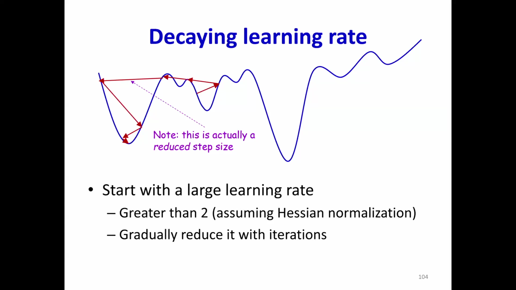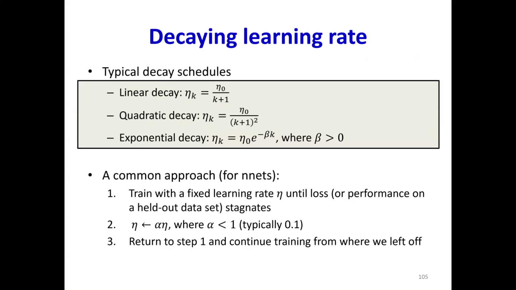Start with a very large learning rate, greater than 2 in a normalized sense, and then gradually reduce it with iterations. And there are very many ways of doing it. So you might have encountered some of these in your homework, that you decay it linearly with the number of iterations. You can decay it quadratically. You can decay it exponentially. For what you do in your homework, which is stochastic gradient descent, there are other criteria that we will encounter when we begin talking about SGD in the next week. And those must be satisfied.